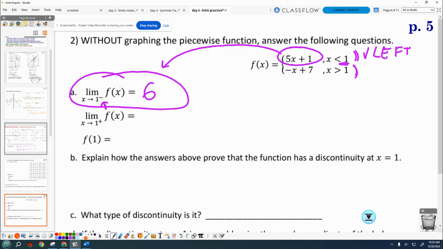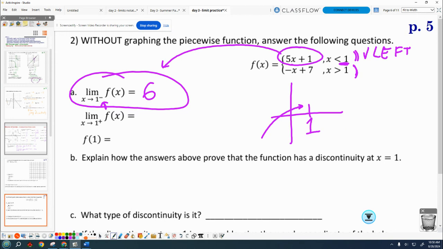Okay. How do you know which one to use? Khalil, how did you know the top was the one for the left? Because it's less than 1. Okay, here's one. If I want to know the limit of this stuff, numbers coming at it from the left, Khalil says numbers that are smaller than 1 are on the left side.